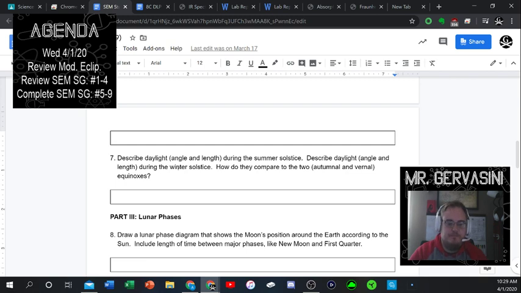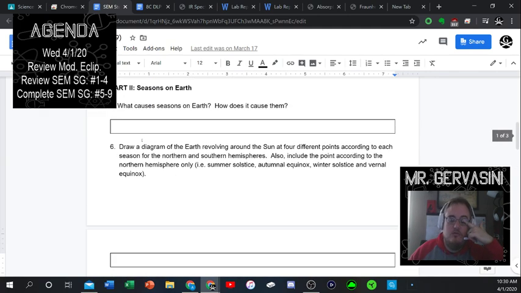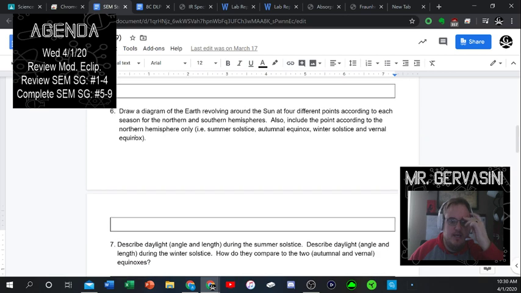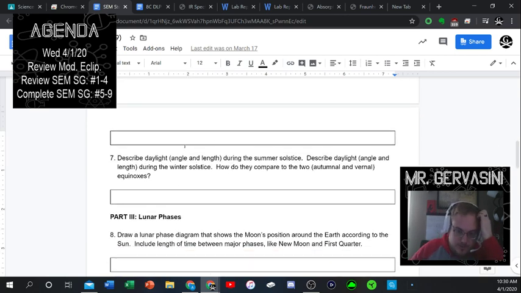Describe daylight, angle, and length during the summer solstice. Describe daylight, angle, and length during the winter solstice. How do they compare? The autumnal and vernal equinoxes. So this is getting into a more in-depth reason for number 5, why we have summer versus winter, and how they compare to the 2 transition seasons, autumn and spring.